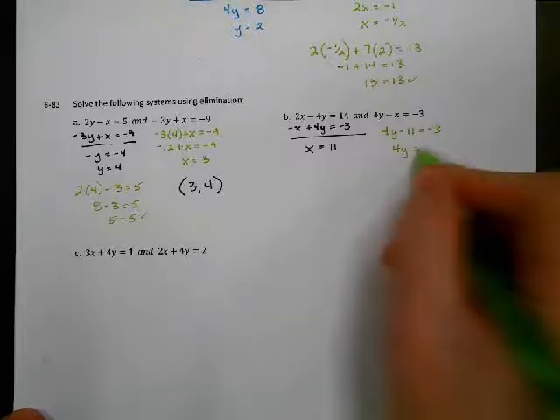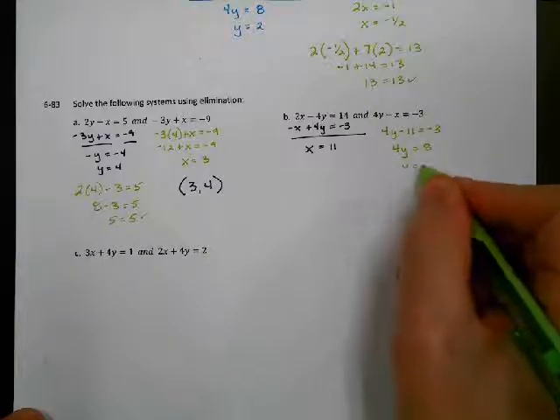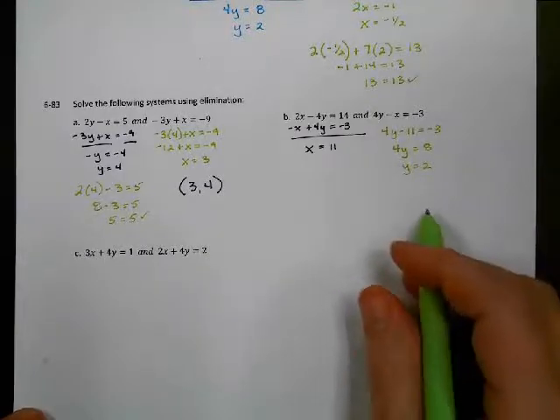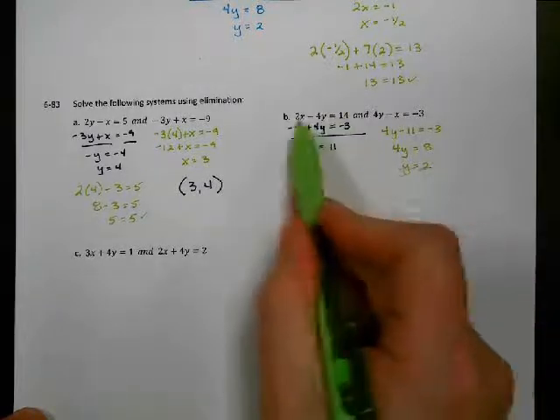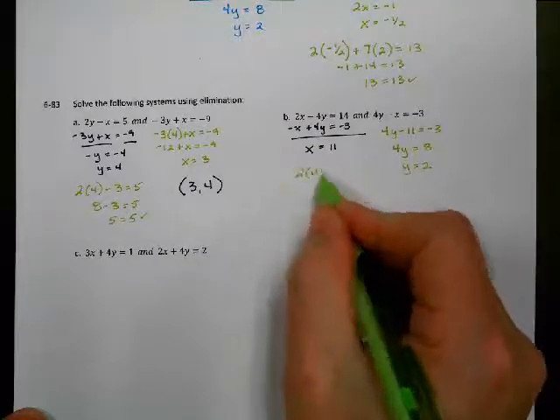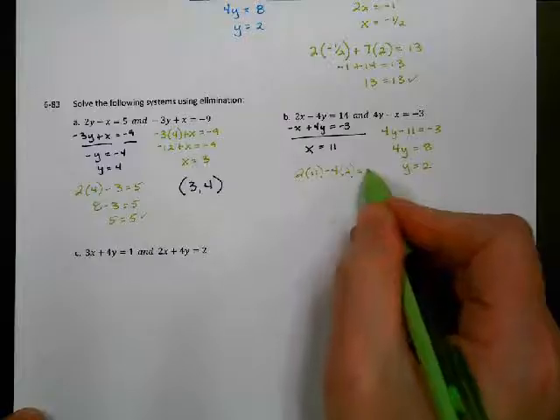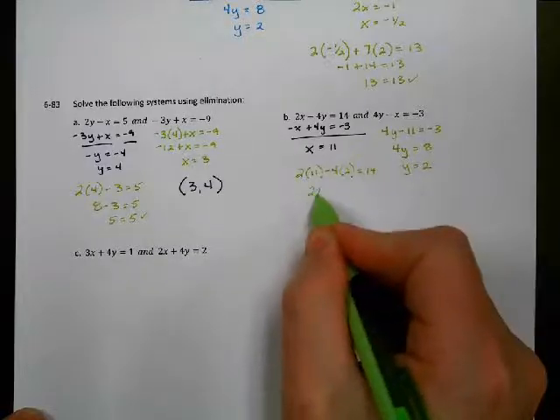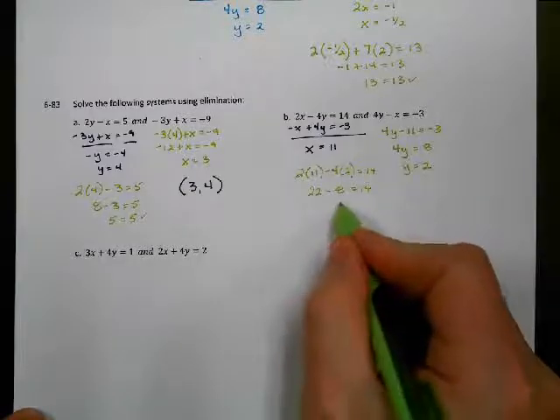So I think my answer is 11, 2. I'm going to double check by plugging it into this equation here. So 2 times 11 minus 4 times 2, does that equal 14? So I got 22 minus 8, and 22 minus 8 does equal 14. So I know that I'm right now. So my final answer is 11, 2.